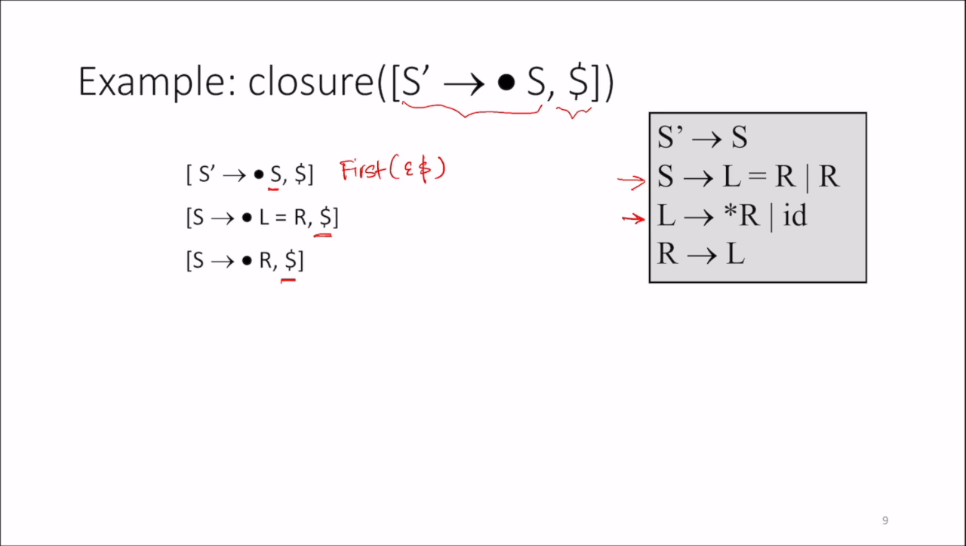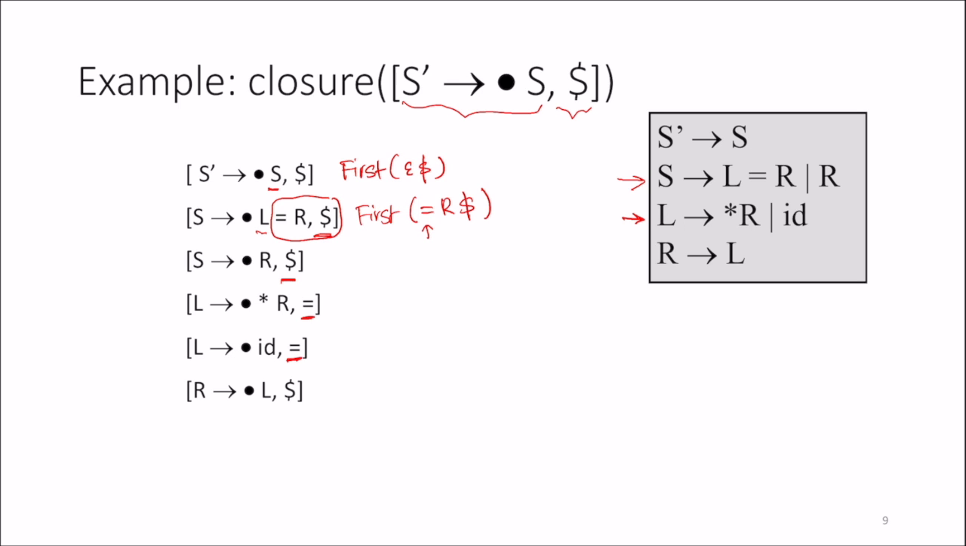Okay, so let's predict the L rules. L goes to star R. Now notice that this look ahead is equal to, and why is that? Well, if you look at this, we're computing the first of equal to R $, and the first of that is of course this symbol equal to. So when I predict this L rule, all of these L rules are going to get equal to as a look ahead symbol. Similarly, for L goes to dot ID, the look ahead symbol is equal to. Now I predict the R rules because the dot is before the R.